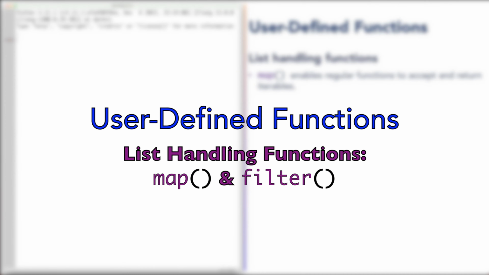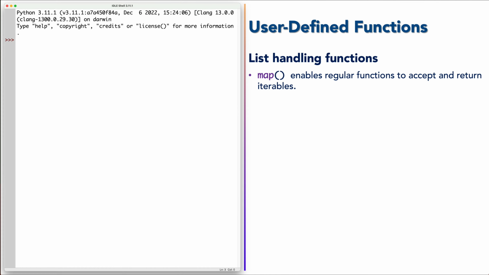There are two helpful list handling functions provided by Python to perform computations on lists. The first one is called map, and it enables regular functions to accept and return iterables. It is extremely useful when functions are to be applied to all elements of a list. Let's work on this example.